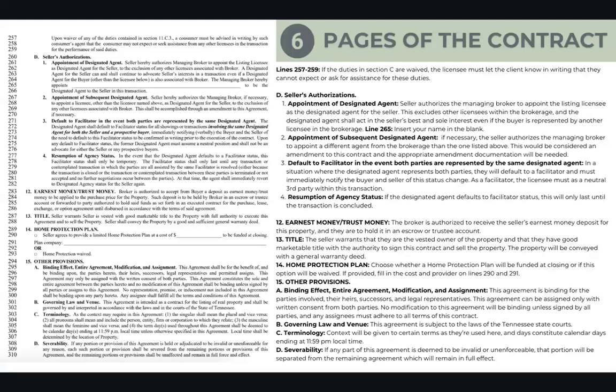Number 15 covers other provisions. A, binding effect, entire agreement, modification, and assignment. This agreement is binding for the parties involved, their heirs, successors, and legal representatives. This agreement can be assigned only with written consent from both parties. No modification to this agreement will be binding unless signed by all parties, and any assignees must adhere to all terms.